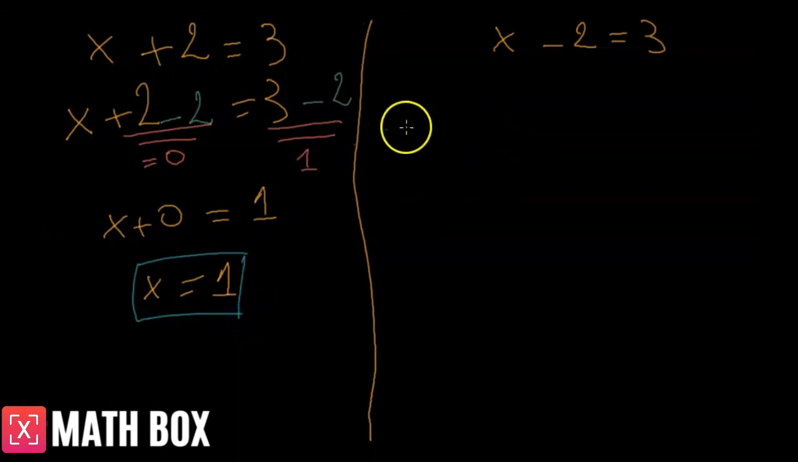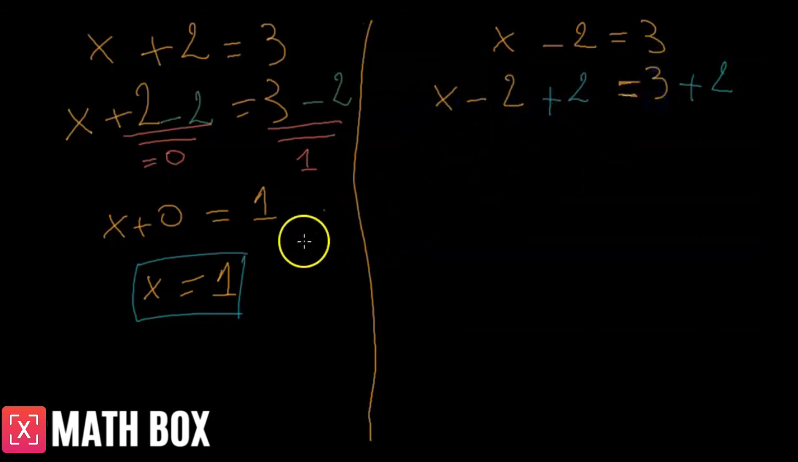Now the same, whenever I see the sign minus, automatically I should add. So the opposite of minus is addition, so add how? I will add 2. Rule number 2, whatever I do on the left I do on the right, so I should add 2 on the right as well to keep the balance, I mean to keep the equal here. And then basically I just rewrite things this way.